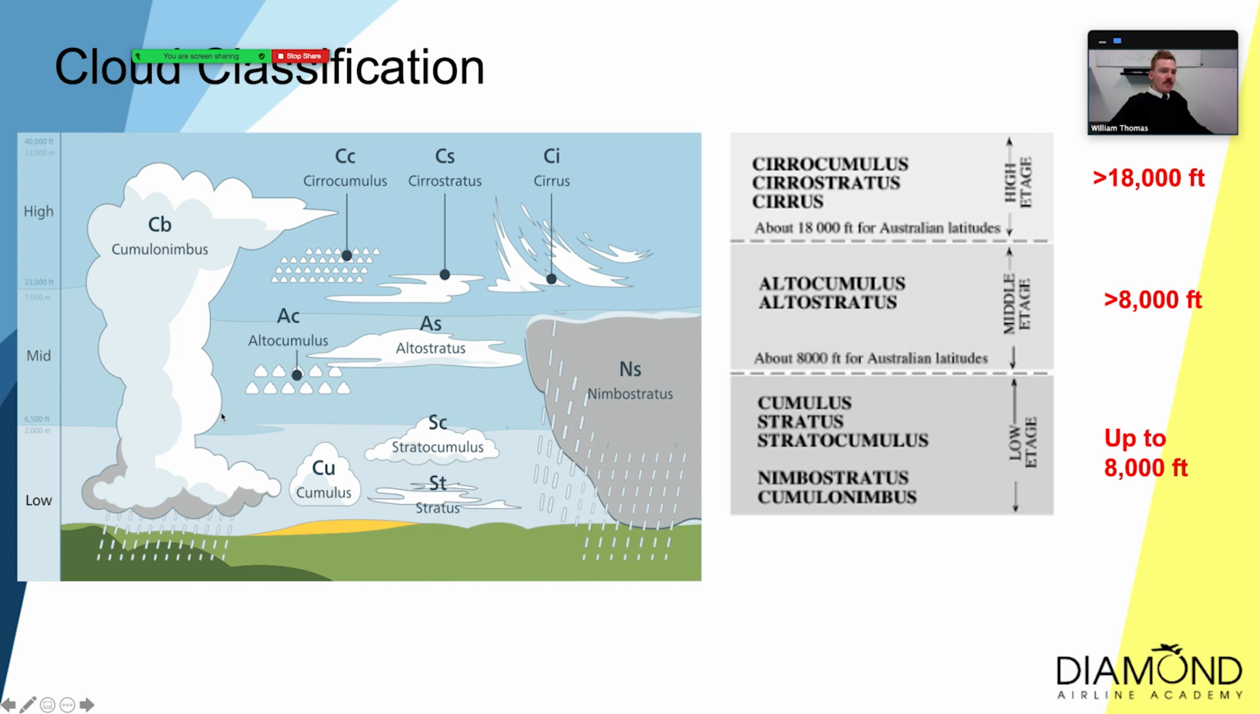All right, then we go above 8,000 feet, we've got altocumulus clouds and altostratus clouds. Then above 18,000 feet, we've got our cirrocumulus, cirrostratus, and cirrus clouds, and these are made of ice rather than liquid water. Cool, then a towering cumulus cloud that's risen vertically all the way up into the flight levels.